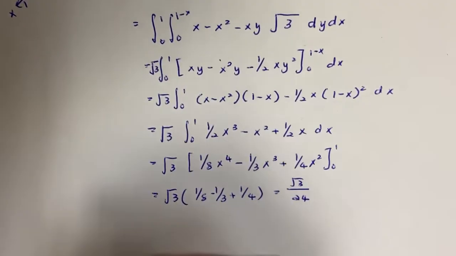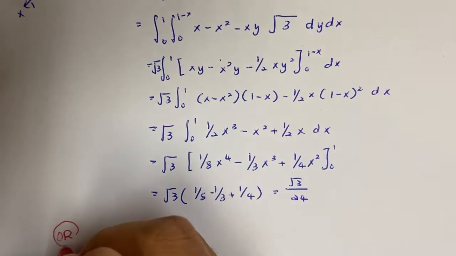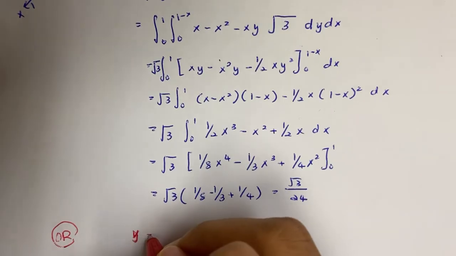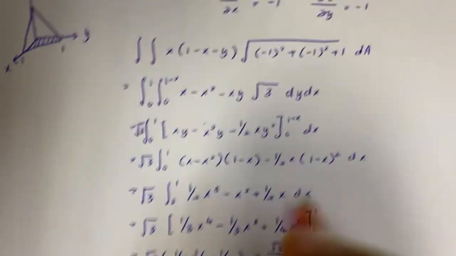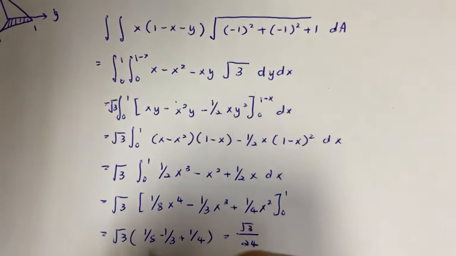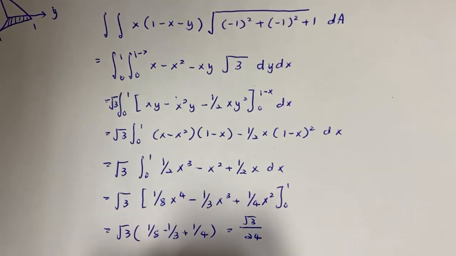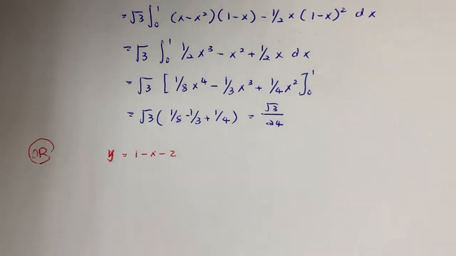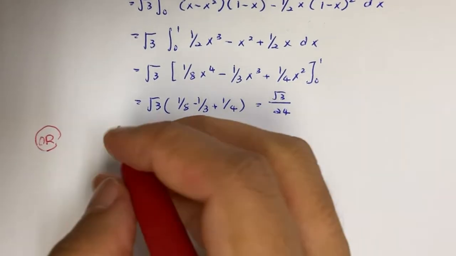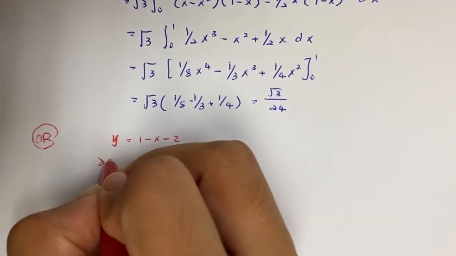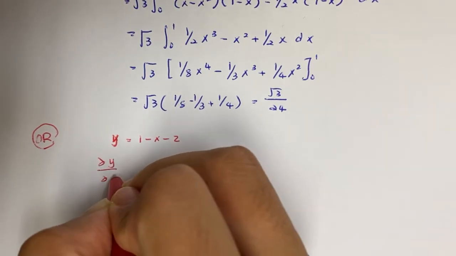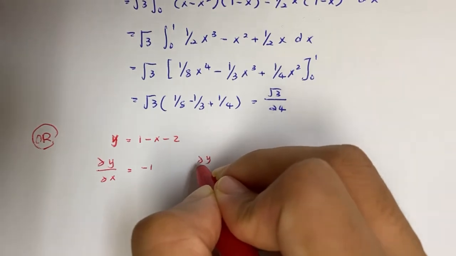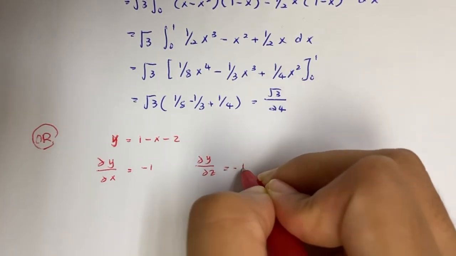Or you can do x or y, let's say y equal to 1 minus x minus z. Okay, y equal to 1 minus x minus z. This is the second alternative. So you can find what is del y over del x. Okay, this is negative 1, and del y over del z, again, is negative 1.